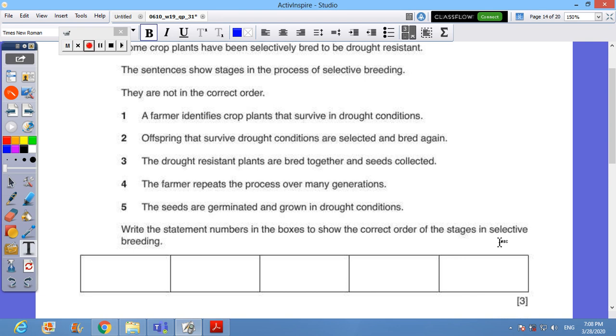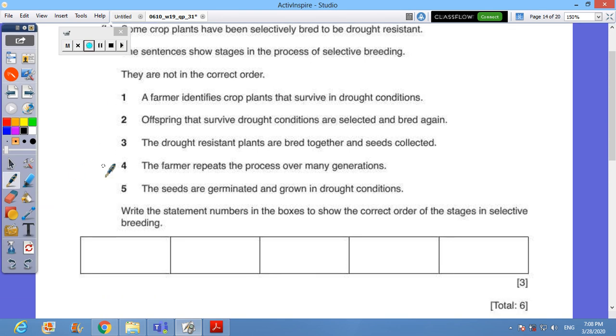I will need to write the proper number next to every sentence, and then I write them here in the box. I feel like the first sentence is making sense. So properly, this is the first. After a farmer identifies the crop plants that survived drought conditions, the drought-resistant plants are bred together and seed will be collected. So this one is the second. Very good. After collecting, the seeds are to be germinated. So this is the third step. Very good. After germinating them, the offspring that survive drought conditions, not the ones who die, will be selected and bred again. This is the fourth.